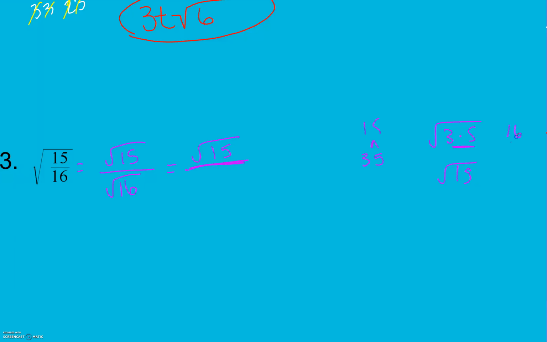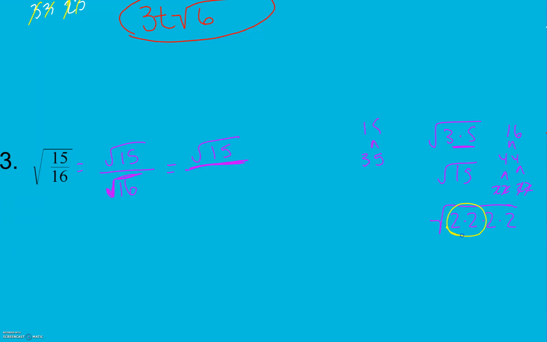16, however, I can break down. 4 times 4 or 2 times 8, doesn't matter, as long as we get to a simplified form, factored form, of 2 times 2 times 2 times 2. Keep in mind, that's still inside our radical. So we keep it inside our square root.